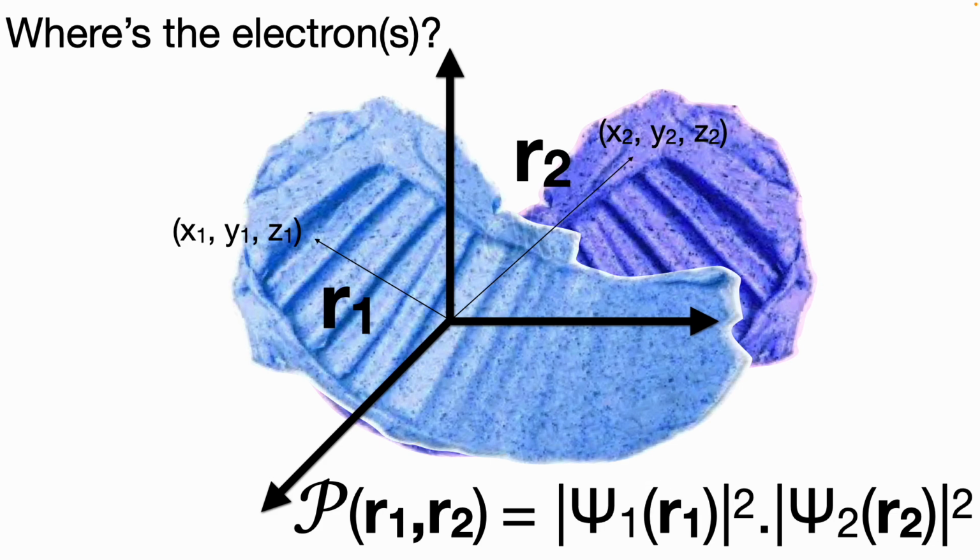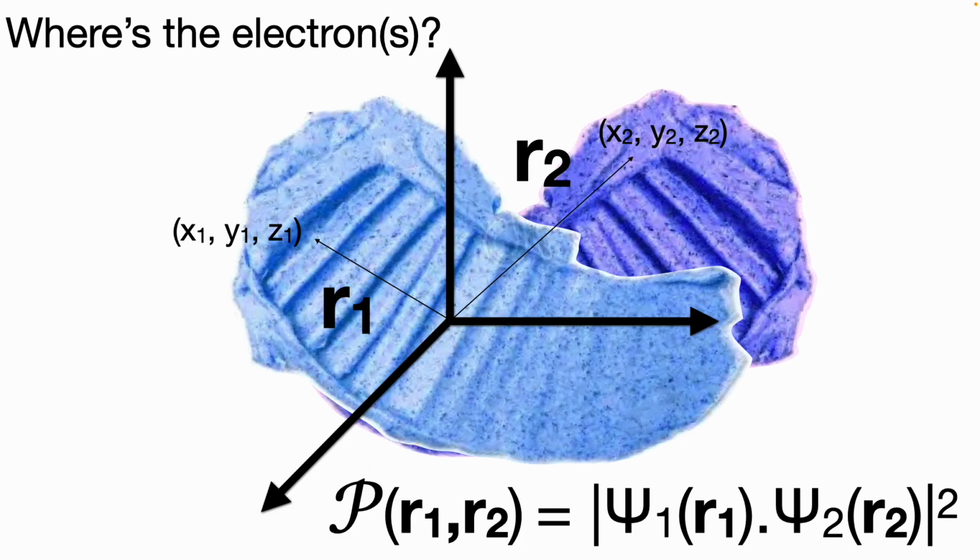Now the probability can be given as the absolute squared value of psi1 times the absolute squared value of psi2, which in turn is nothing but the absolute squared value of psi1 times psi2, which means that psi1 times psi2 is the wave function for the system if the system is non-interacting.